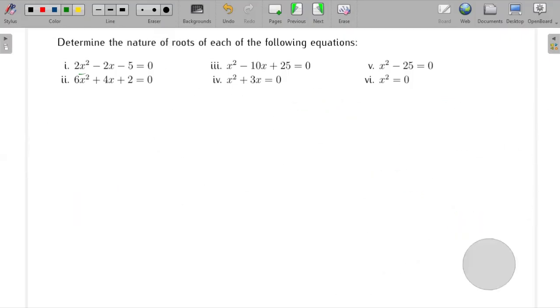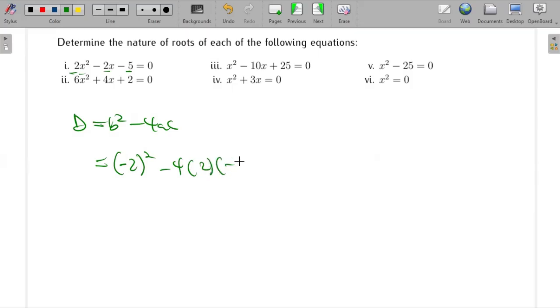So now next is just plug and chug, because you already know what to do, because you're using the discriminant, b squared minus 4ac. Okay, so now let's start. For the first one there, that's your a, that's your b, that's your c. So our b is negative 2. Remember, you're getting just the values, not the letters, so not the variables, just the constants there. So negative 2 squared, minus 4, and then your a is 2, and your c is negative 5.